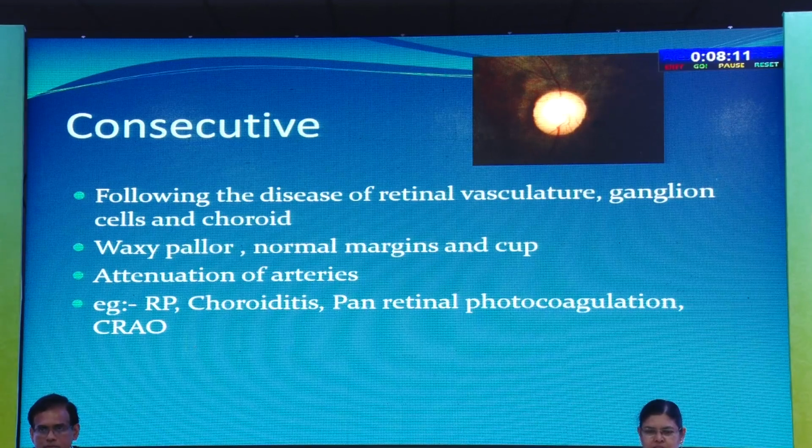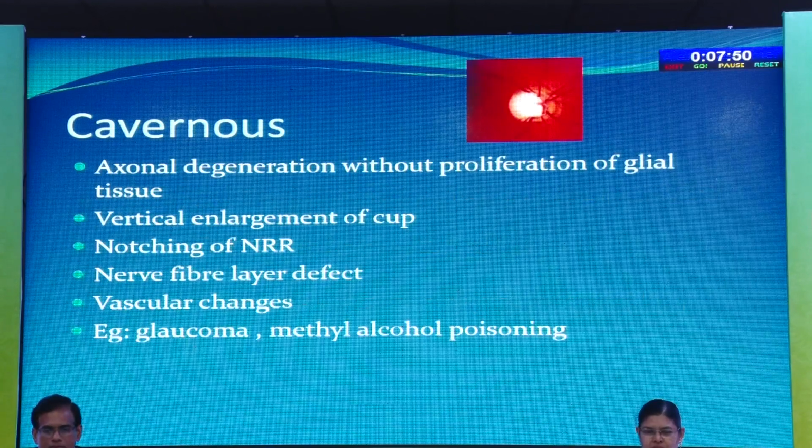Consecutive optic atrophy follows disease of the retinal vasculature, ganglion cells, and choroid. The classical description is waxy pallor of the disc with normal margins and normal cup size. Attenuation of arteries is seen in conditions like retinitis pigmentosa, choroiditis, pan-retinal photocoagulation, etc.